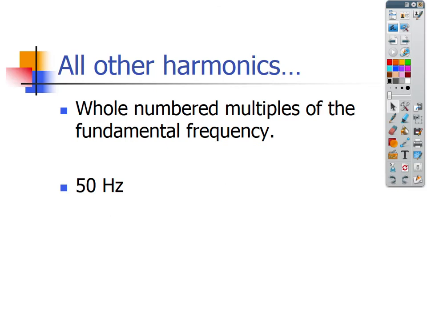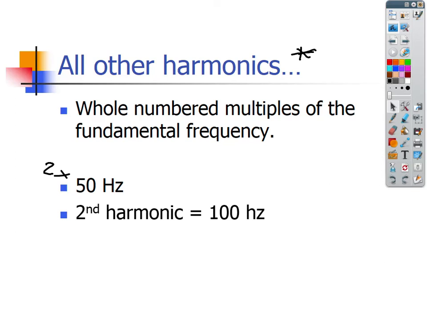So like I said, all other harmonics, I'm going to put a little star here, because there's an exception to this, are going to be whole number multiples of this fundamental frequency. If I start off with a simple problem, let's say there's a fundamental frequency of 50 hertz, and every harmonic of it is a whole number multiple. If this is harmonic number 1, the fundamental, the second harmonic would be 2 times 50, which equals 100. So the second harmonic frequency of the 50 hertz fundamental is 100 hertz.